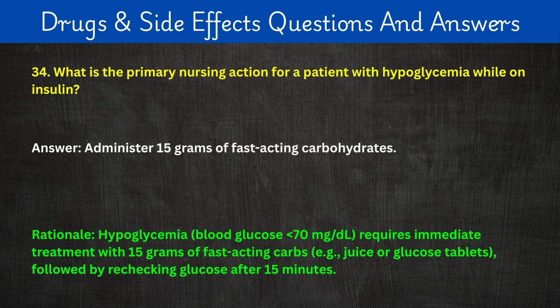34. What is the primary nursing action for a patient with hypoglycemia while on insulin? Answer: administer 15 grams of fast-acting carbohydrates. Rationale: hypoglycemia, blood glucose less than 70 milligrams per deciliter, requires immediate treatment with 15 grams of fast-acting carbs, e.g., juice or glucose tablets, followed by rechecking glucose after 15 minutes.